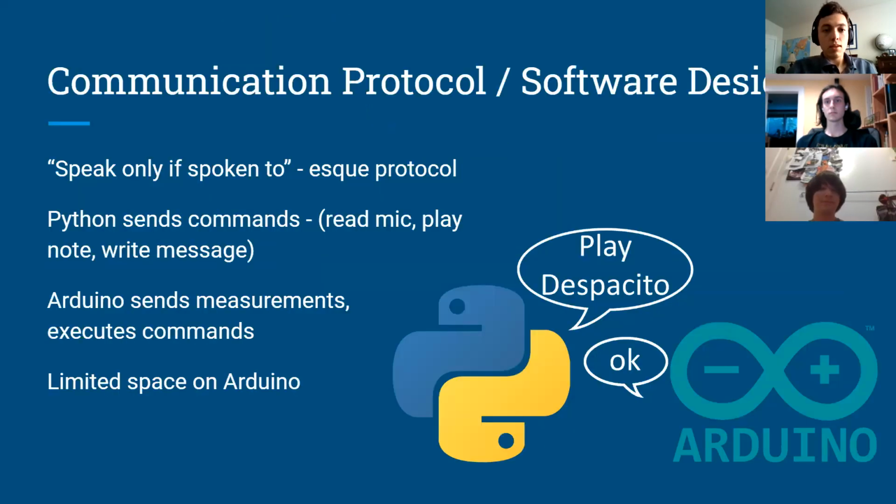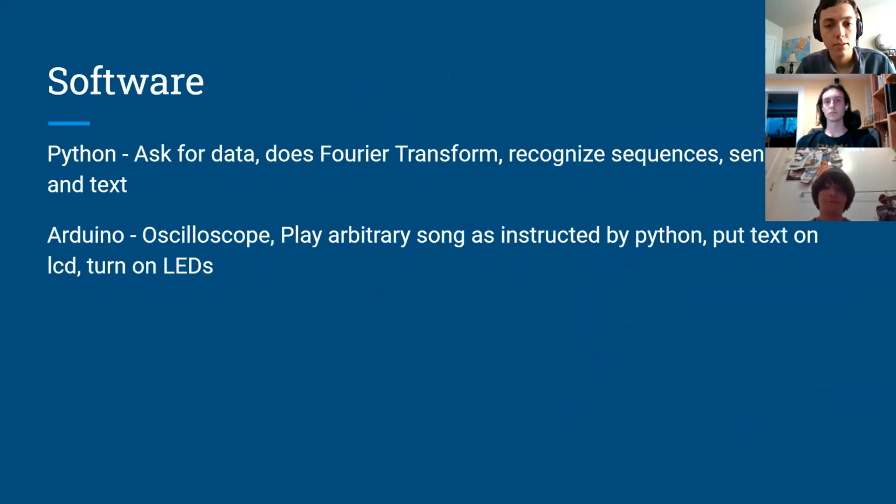So to make all of this come to life, we had to make use of both the Arduino and Python tools. The Arduino was primarily used for taking in microphone data and executing IO commands, whereas Python was used for performing Fourier transform on the microphone information and recognizing sequences and commands, sending songs and sending text.